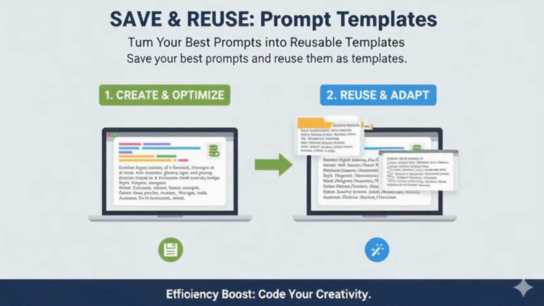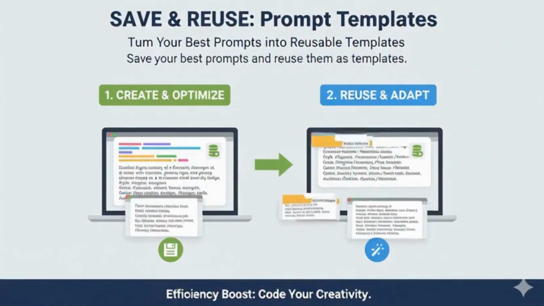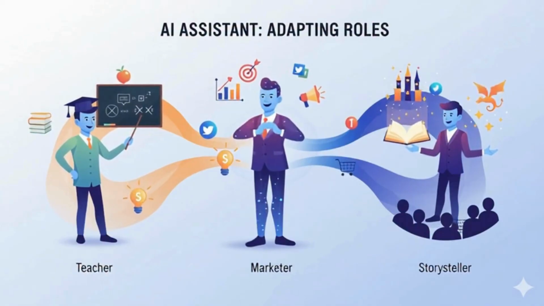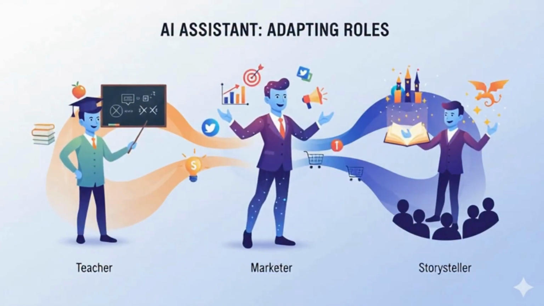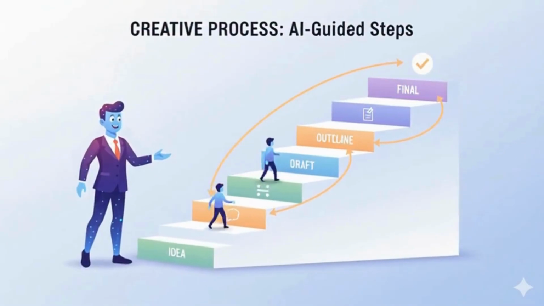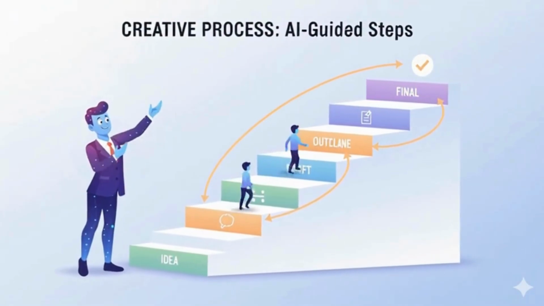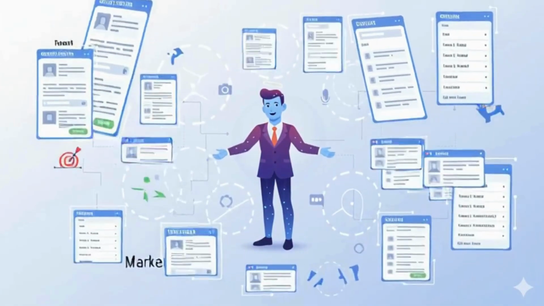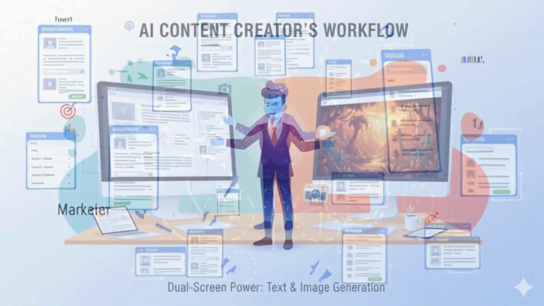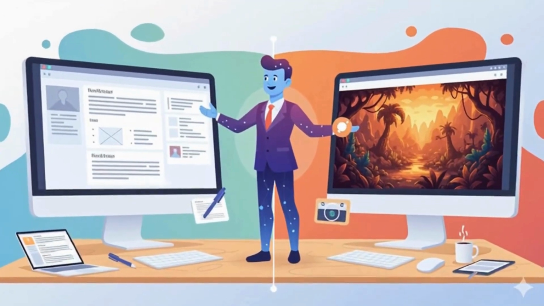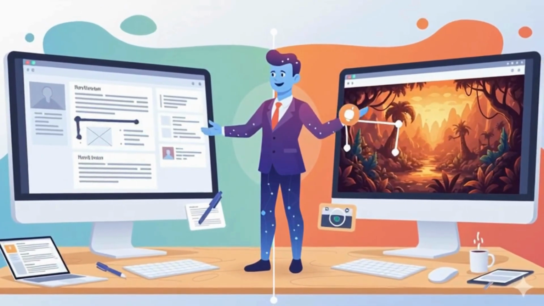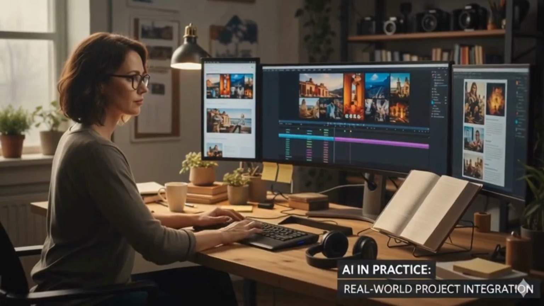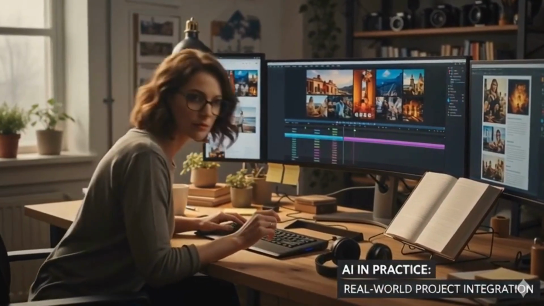Save your best prompts and reuse them as templates. Ask Gemini to act as an expert, teacher, marketer, or storyteller for more accurate results. Break complex tasks into small steps and let Gemini handle them one by one. Use Gemini for planning before execution, scripts before videos, outlines before writing. Combine text output with image or design tools for complete content creation. Always test outputs with real usage, not just reading them.